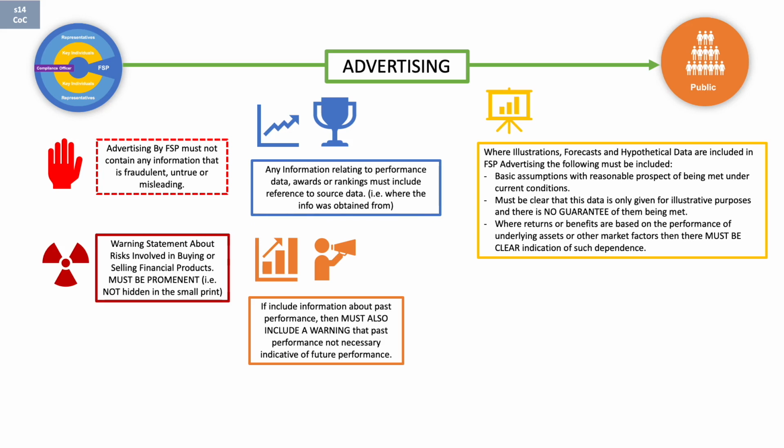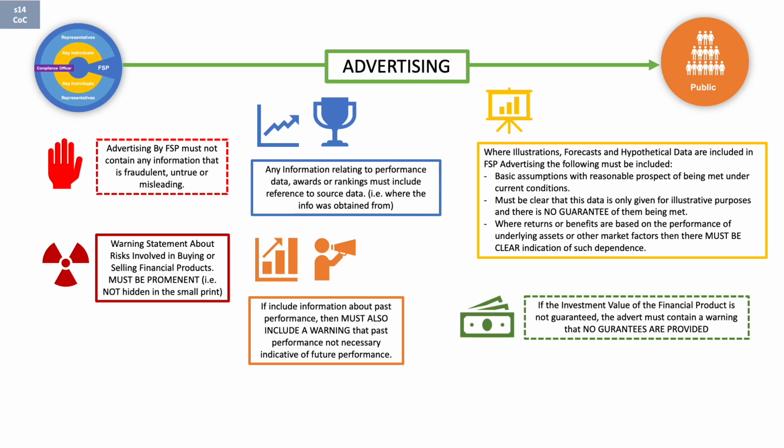Advertising by the FSP must include a warning statement about risks involved in buying or selling financial products. This warning must be prominent, in other words, not hidden in the small print. If the investment's net value of the financial product is not guaranteed, the advert must contain a warning that no guarantees are provided.